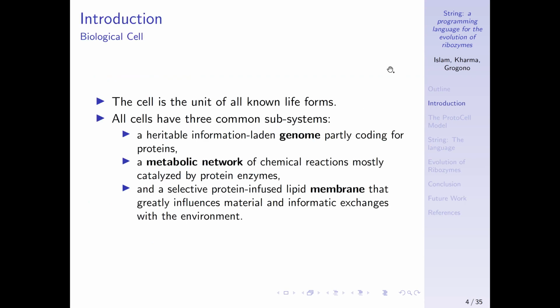So we all know that the cell is the unit of all known life forms, and all cells have three common subsystems. We have the genome, which is the information coding for the proteins. We have the metabolic network, which contains all the chemical reactions that are catalyzed by the protein enzymes. And we have the membrane, which encapsulates all the activities of the cell, and which is also responsible for the exchange of material and information in and out of the environment.